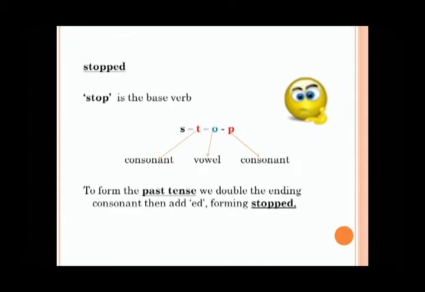Okay. Stopped. Stop is the base verb for the word stopped. It also has a CVC pattern at the end. T, consonant. O, vowel. P, consonant. Remember, to form the past tense, we double the ending consonant, then add ED, forming the word stopped.